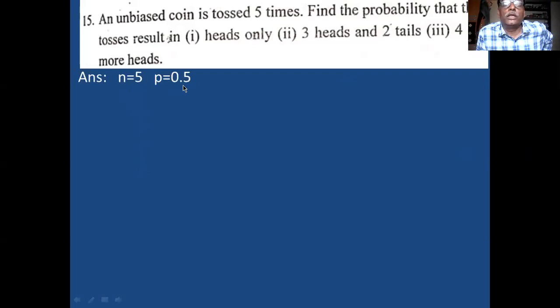N is 5. P is equal to 0.5. How I calculated is 0.5. Probability is not given in the problem. P value is not given in the problem. I taken 0.5. Probability of head is 0.5. Don't know.